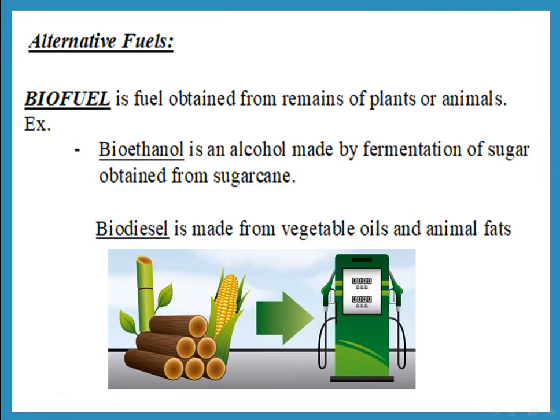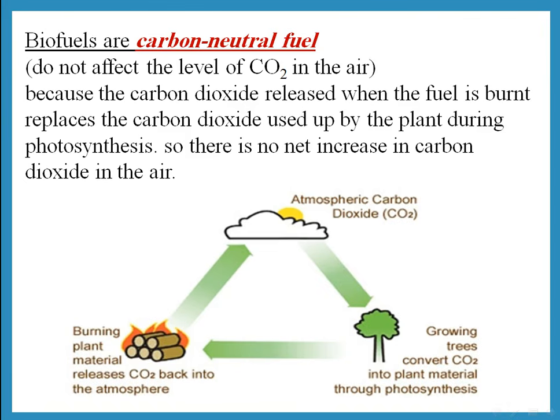So what we call bioethanol is actually an alcohol that is made by fermentation of sugar. So we get sugar from sugar cane, and then we do fermentation and get ethanol. So this is referred to as bioethanol. Or if we have vegetable oils or animal fats, we can obtain what we call biodiesel. So these are called biofuels because they are obtained from living organisms, plants or animals.